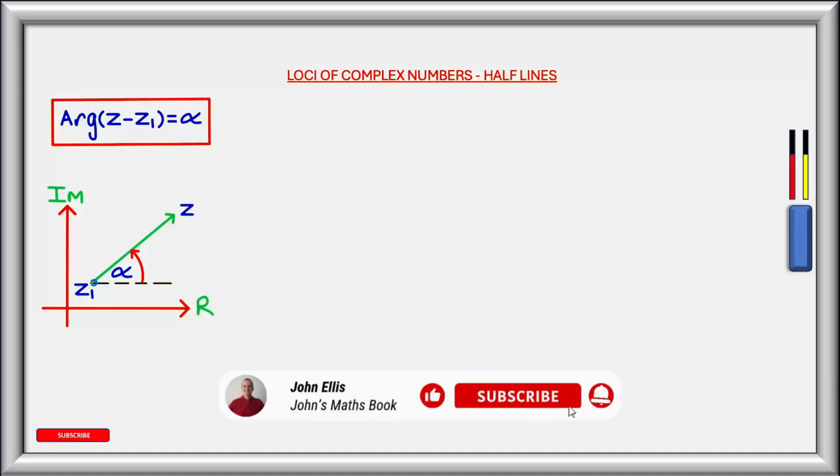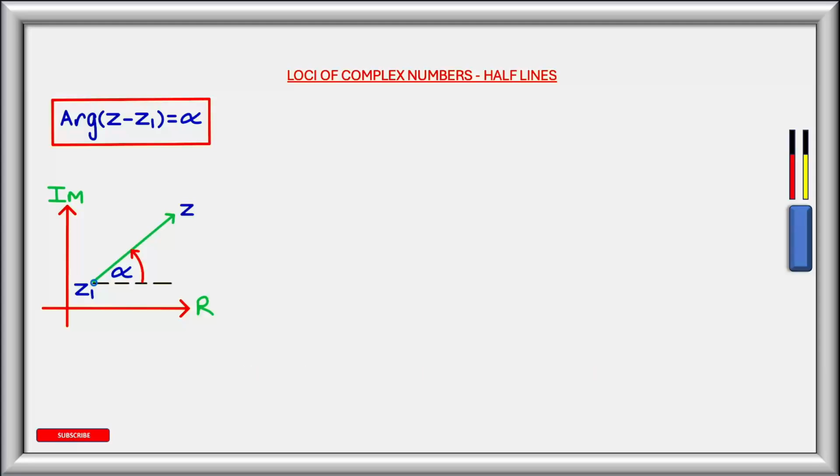In complex numbers, a half-line is part of a line that has an origin, which is also its endpoint, and continues towards infinity in a particular direction. The standard form of a half-line is shown here, where the argument of z minus z1 is equal to alpha. z1 is a fixed point and is the origin or endpoint of the half-line.